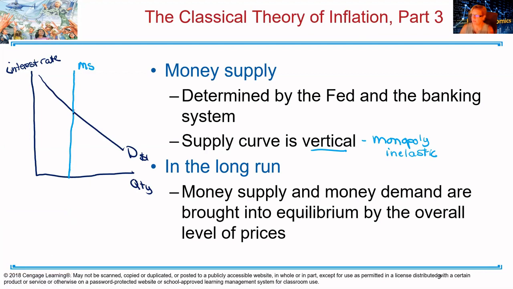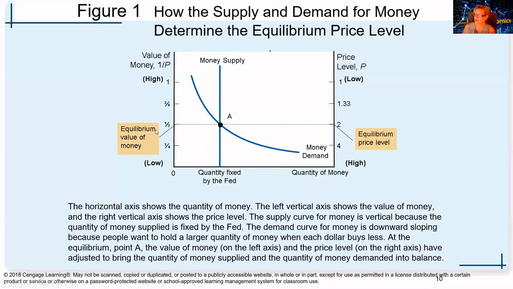So we're going to go ahead and put where these two intersect. Where the money supply and the demand for money intersect will be the interest rate in the long term. Okay, so again, in the long run, they're brought into equilibrium by the overall level of prices. That's what that means. Okay, so much better, nicer graph.